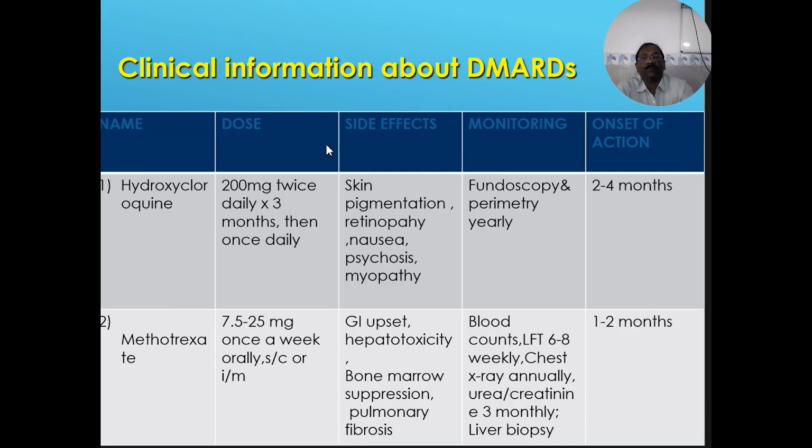So for monitoring of all the DMARDs, we require a complete blood picture. We require hepatic parameters like SGPT, SGOT. We need renal parameters like urea and creatinine. So these are a must. How often? At least once in 3 months. So once in 3 months, you get the complete blood picture, SGPT, SGOT, urea, creatinine when the patients are on these DMARDs. Here onset of action is 1 to 2 months. The peak action will be seen after 3 to 4 months of methotrexate therapy.